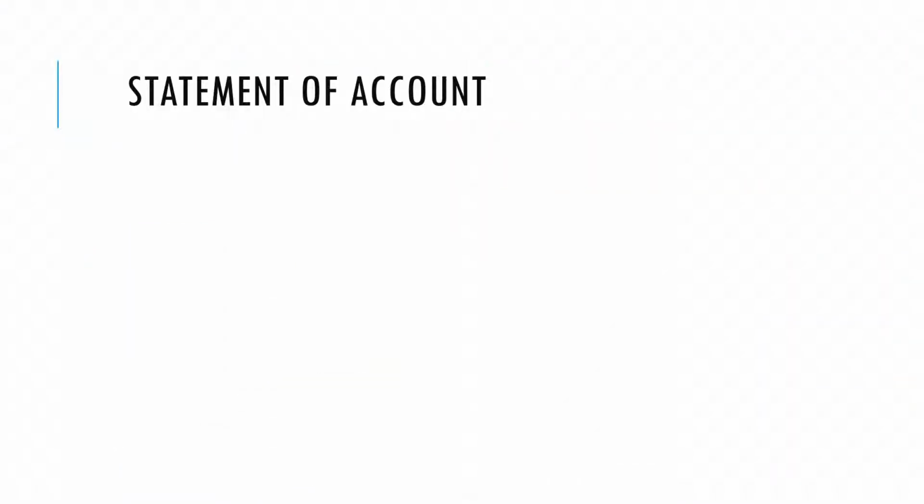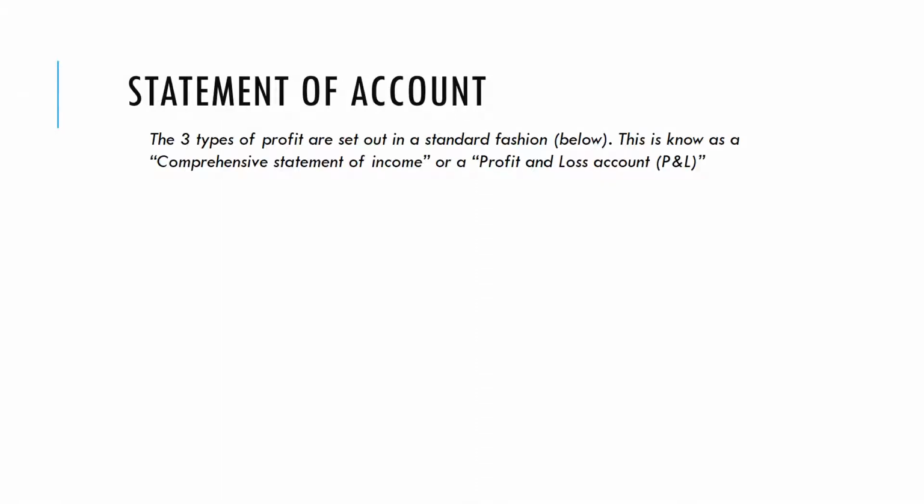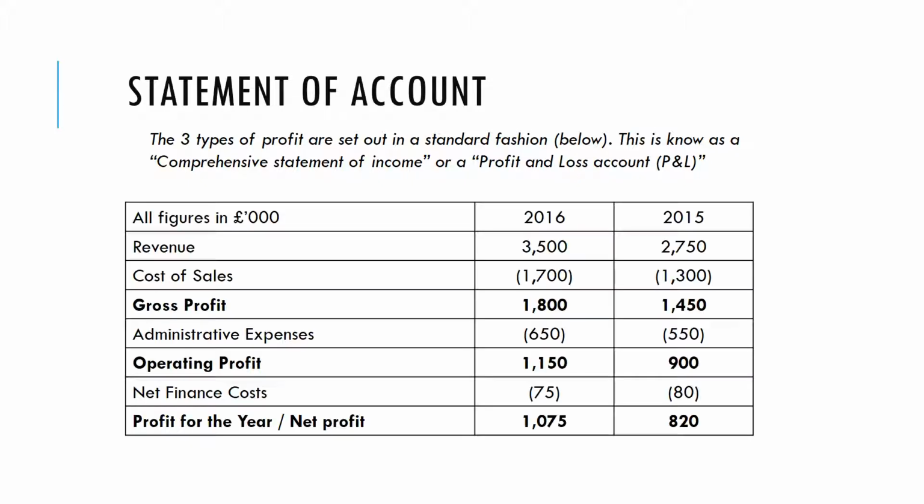Now, a business will record its profit in what is known as a statement of account. So the three types of profit are set out in a standard format, and this is known sometimes as a comprehensive statement of income, or perhaps more commonly a profit and loss account, sometimes abbreviated to P&L. And this is the standard format that we would expect to see.